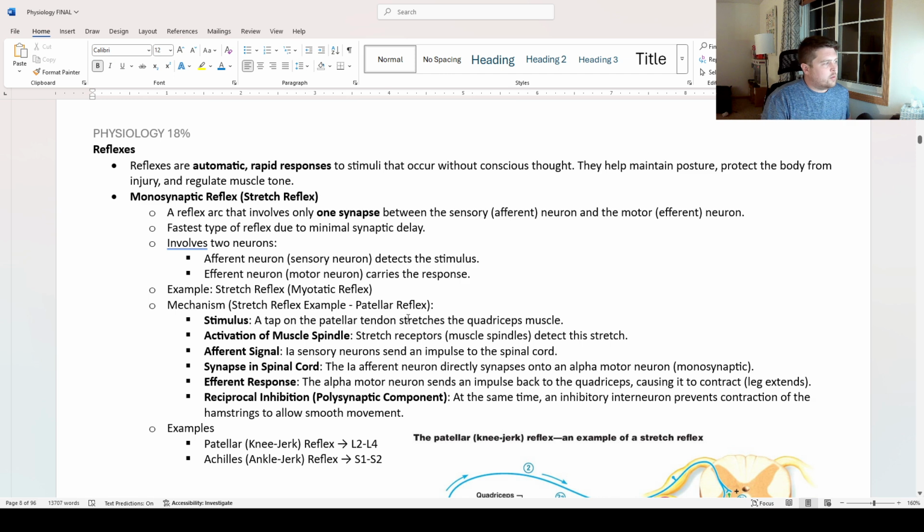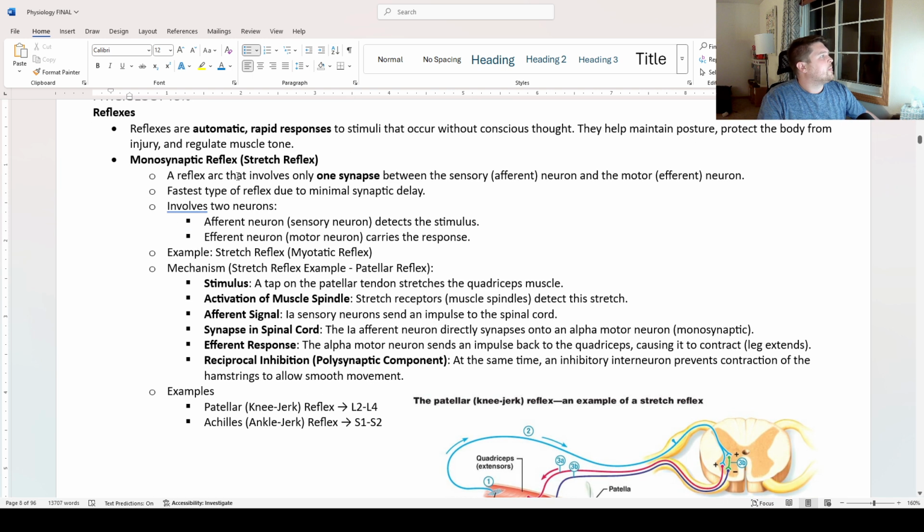Reflexes. When we talk about reflexes, usually we'll have one or two questions about mentioning reflexes or how they work. These are automatic rapid responses to stimuli that occur without conscious thought. So think about all of our deep tendon reflexes, the patellar, the Achilles, the brachial, the ones that we check on every single patient. Those are examples of some of our reflexes.